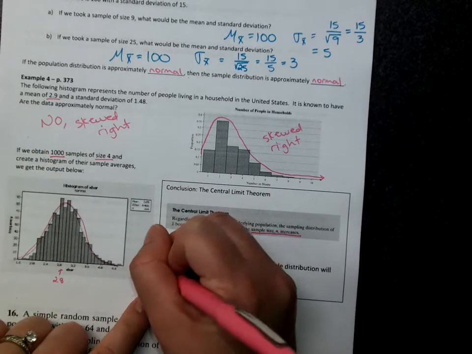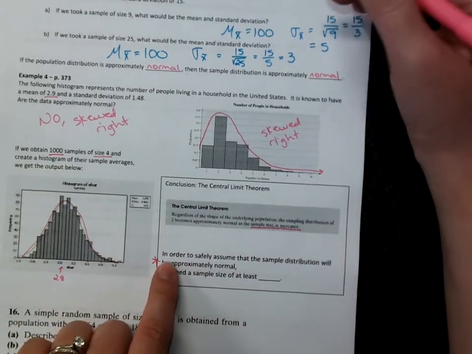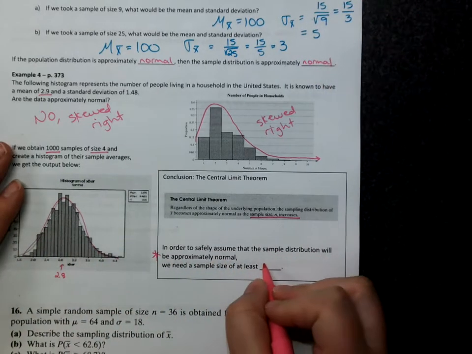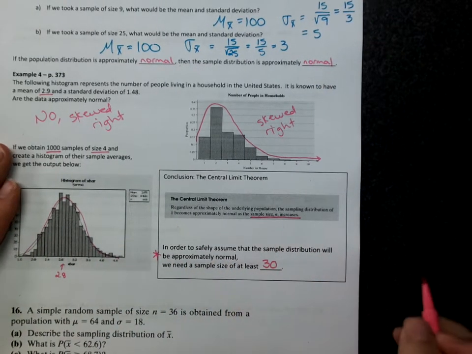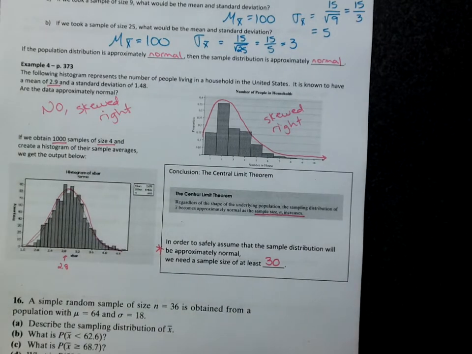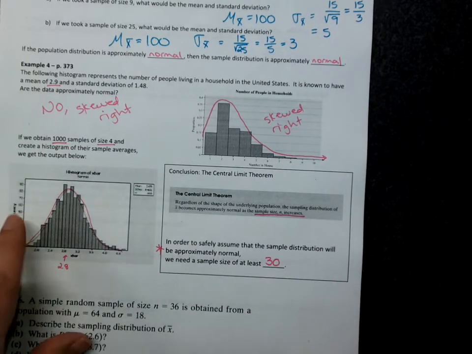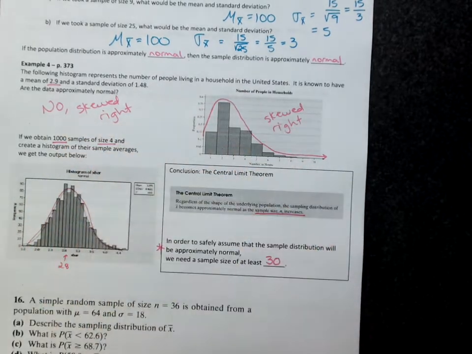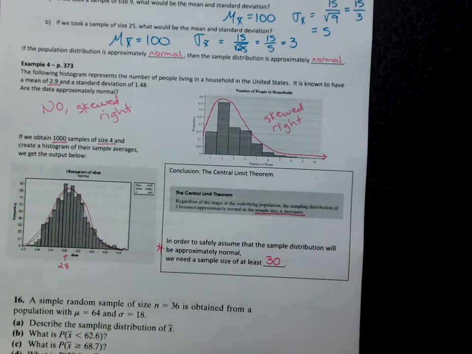So this is the part you need to remember. In order to safely assume that the sample distribution will be approximately normal, we need a sample size of at least 30. That is our magic number. If our sample size is at least 30, we can say that the sampling distribution will be bell-shaped, even if we don't know the shape of the population. So let's look at a quick example of that.